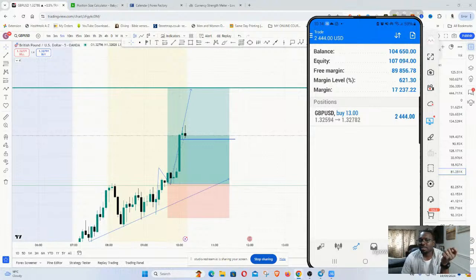You can take partials of your profit if you want to. You can take partials.